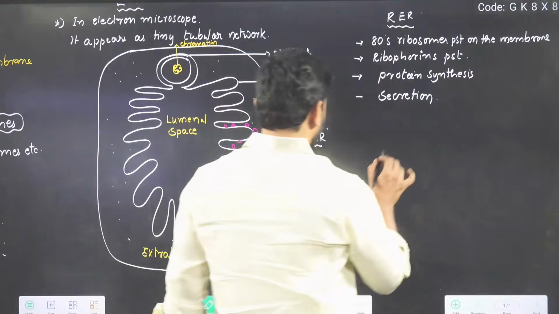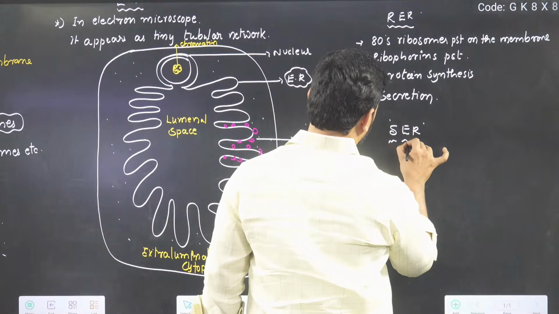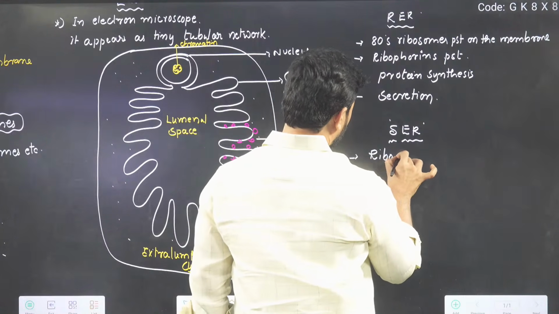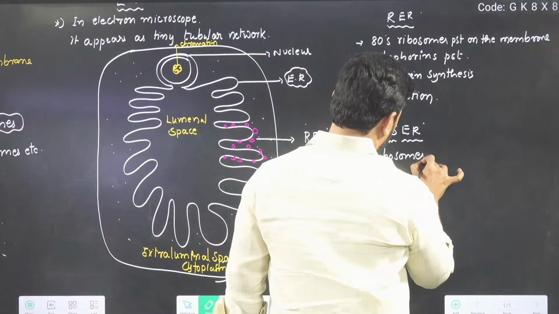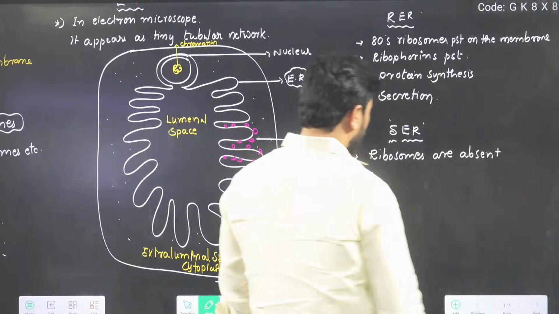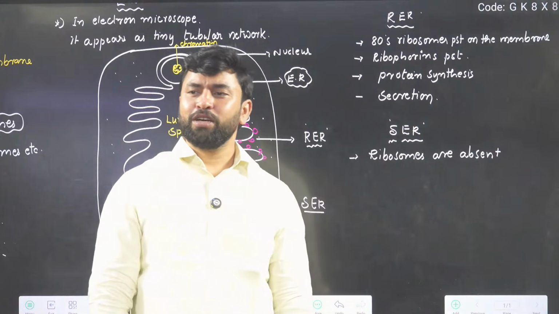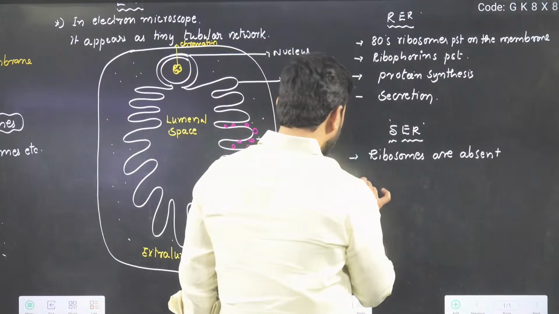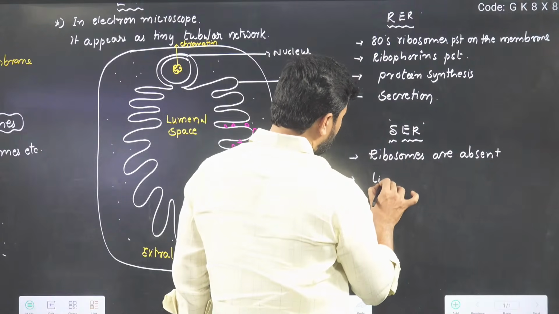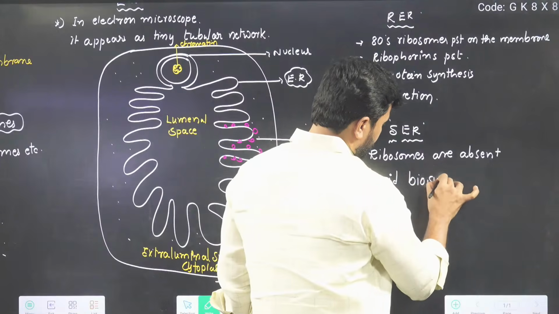Then go to SER, smooth endoplasmic reticulum. Smooth endoplasmic reticulum is smooth because ribosomes are absent on the surface, obviously. If ribosomes are absent, it cannot participate in protein synthesis. Then, when ribosomes are absent, it would be responsible for lipid biosynthesis.